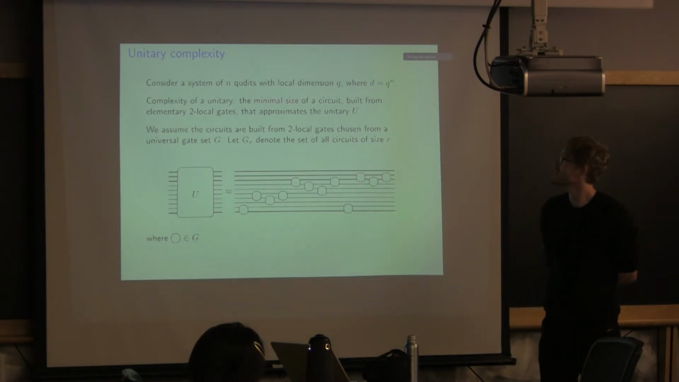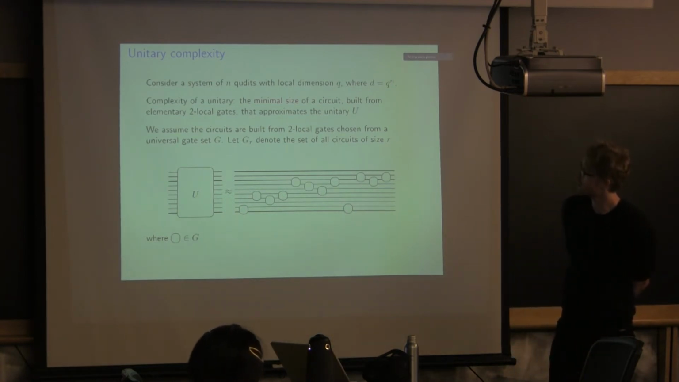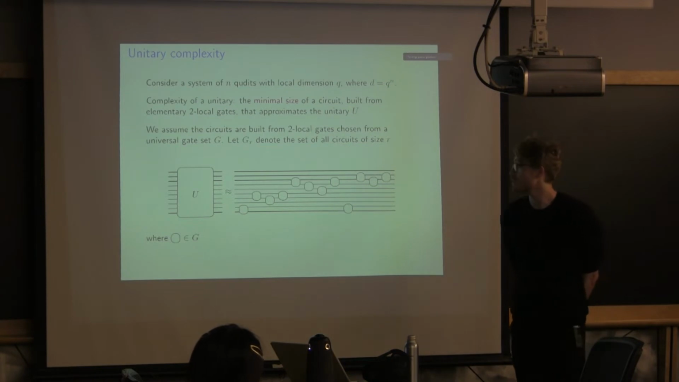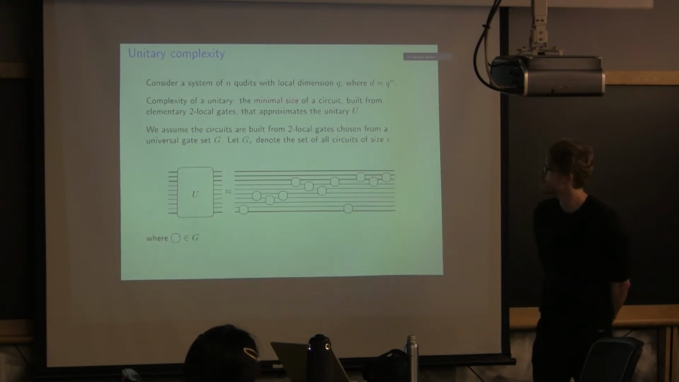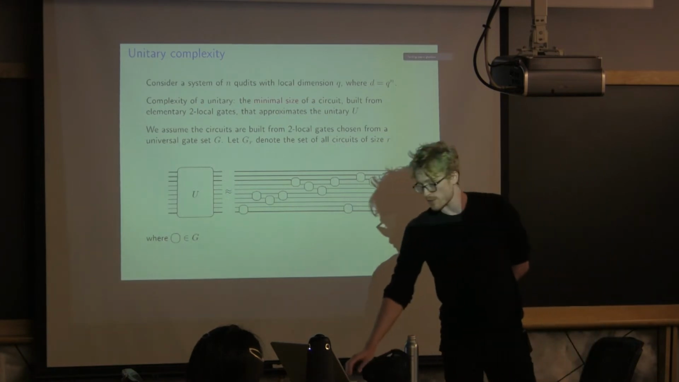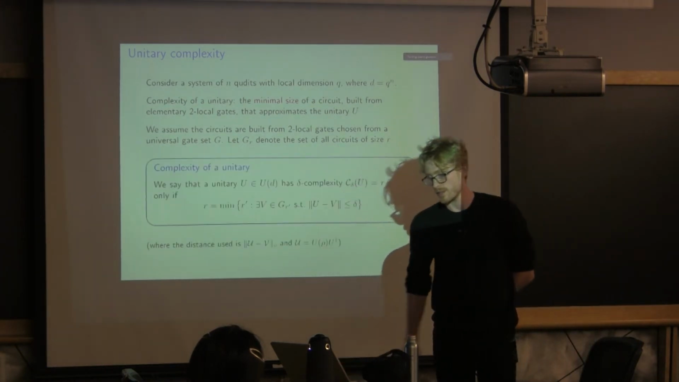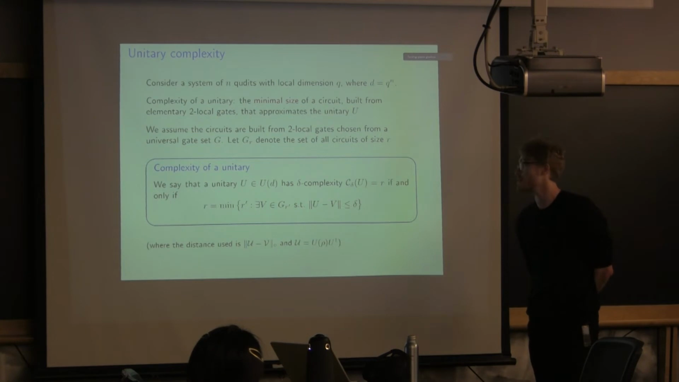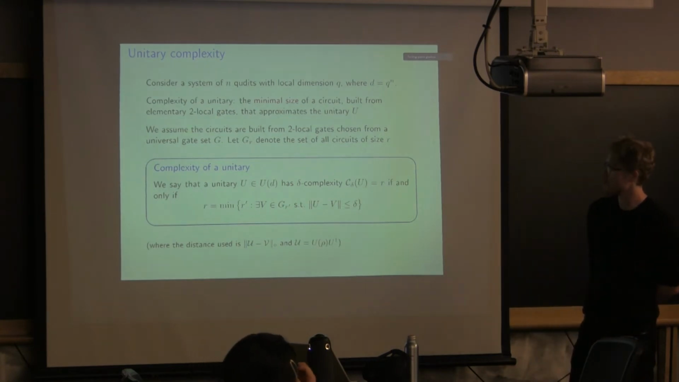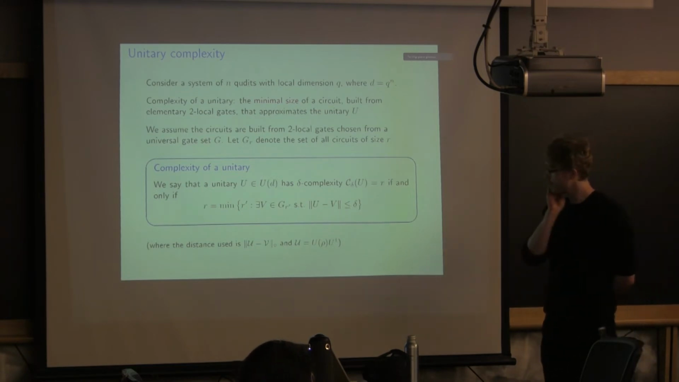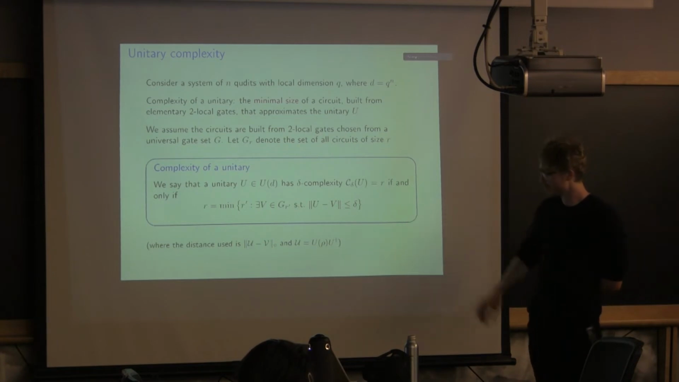Good. So again, we're considering a system of n qubits, and I want to reemphasize what I mean. The complexity of a unitary is the minimal size of a circuit built from elementary operations which approximates that unitary. So we have some universal gate set G, and let G sub R denote the set of all circuits of size R. Just to be rigorous, we say that a unitary has delta complexity equal to R if, minimizing over all size R circuits, R is the smallest size which approximates that unitary to within that tolerance with respect to some norm.